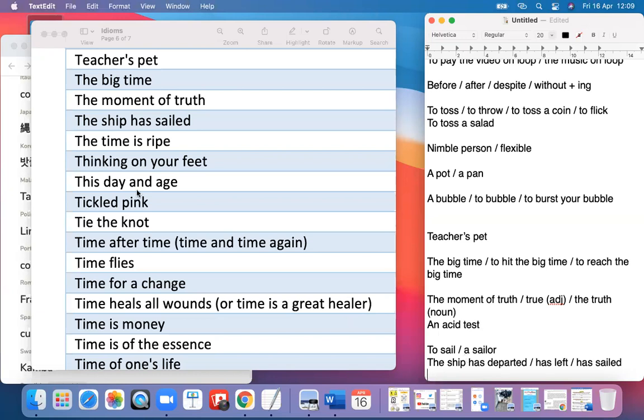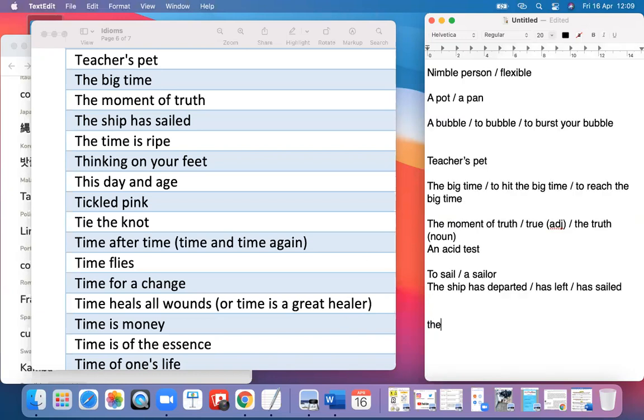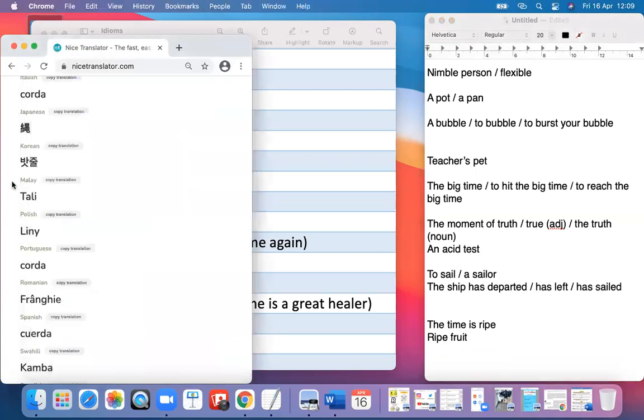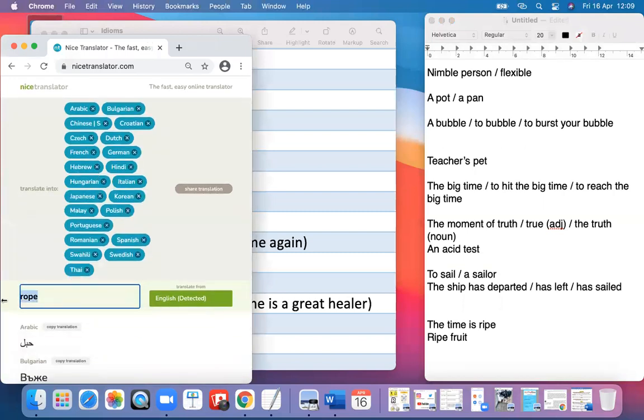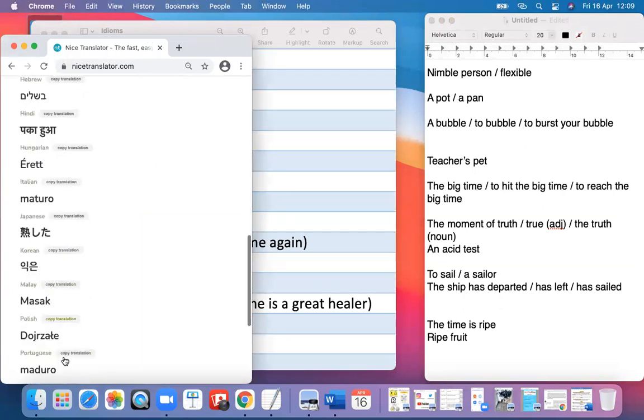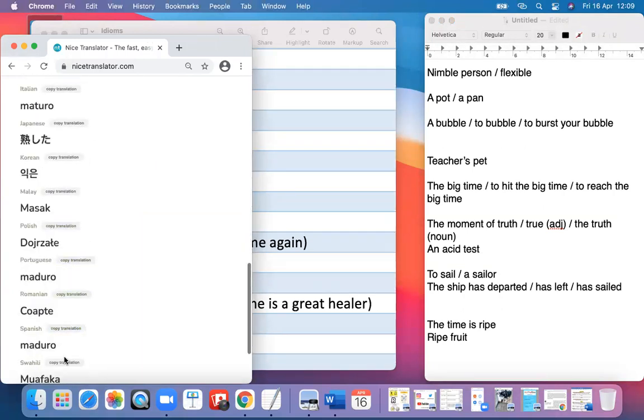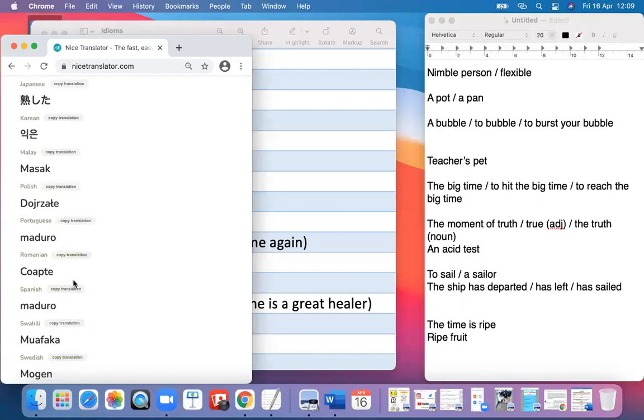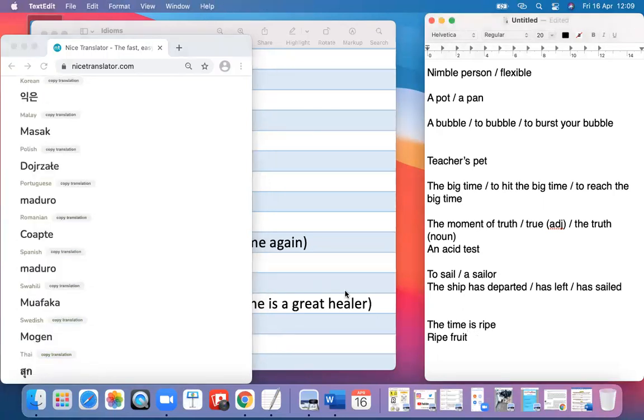Okay. The next one is typical as well. The time is ripe, and the word ripe is related to fruit. It's the type of fruit when it's ready and it's mature. We say ripe fruit, and I'll just show you the translation here in other languages because it's very important. Ripe. We have a lot of expressions, and here you can see other languages: Dutch, German, Hebrew, Hindi, maturo. Okay, so in Spanish it's maduro, with Portuguese. So in English it's like mature.